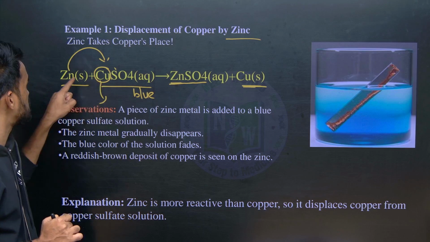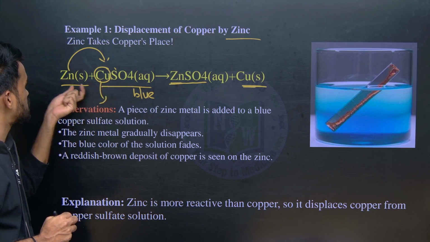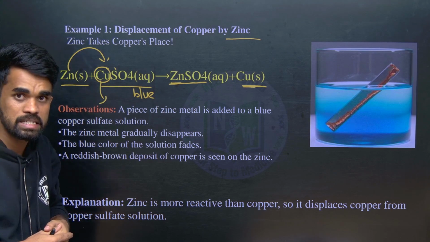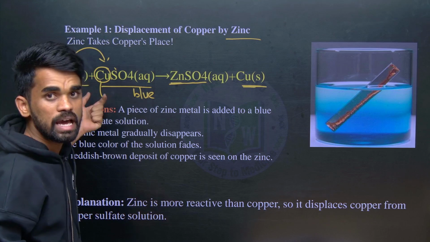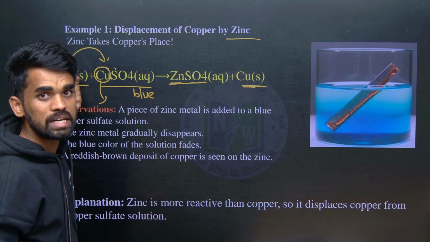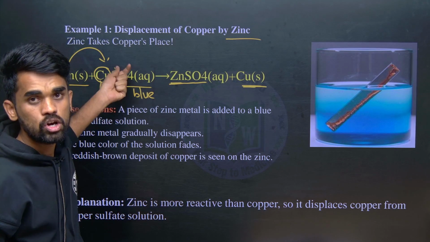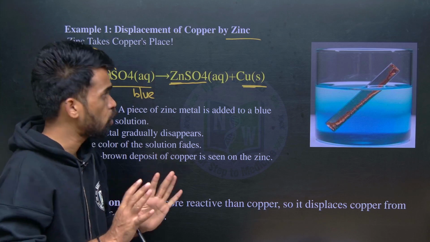Now one metal is displaced by another. Copper metal is displaced by zinc. Why is it displaced? Because zinc is more reactive than copper. Therefore zinc will displace copper from its copper sulfate solution. I hope it is also clear.